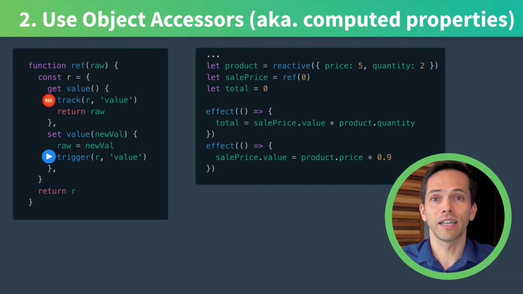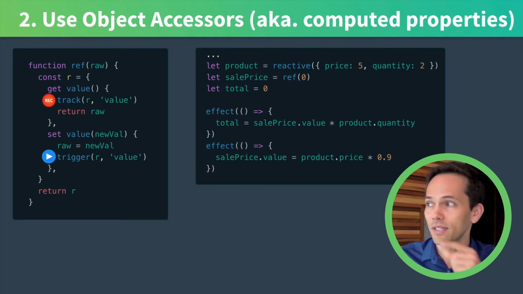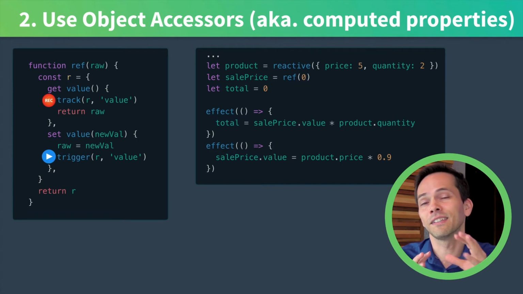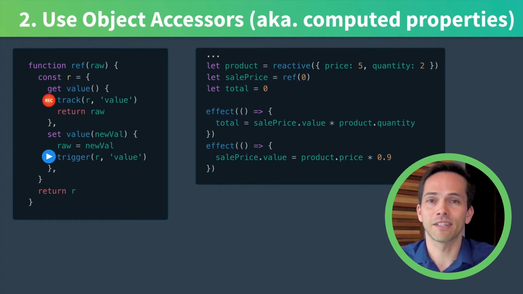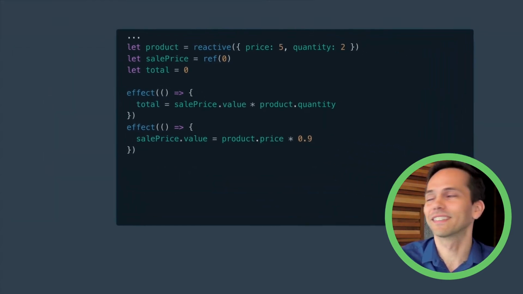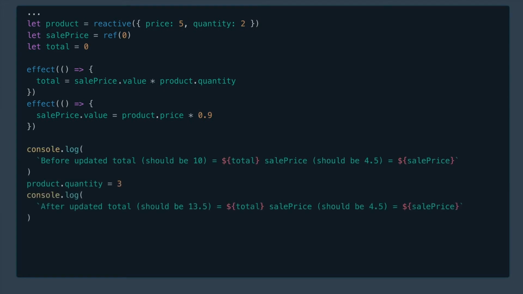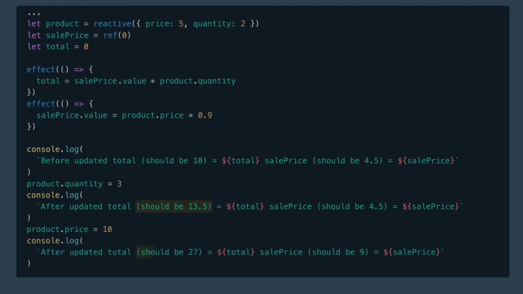That's all there is to it, and if you look in the Vue source code, which we're going to do together in a further lesson, you would see that's how Vue 3 does it. Obviously, it has a little bit more complexity, but that's the gist of it. Now let's see if our ref works. When we set the quantity equal to 3, our total is going to be different because we're using the sale price. Then when we change the price, again, our total should get updated.